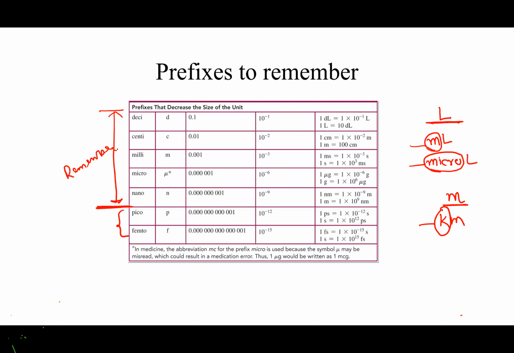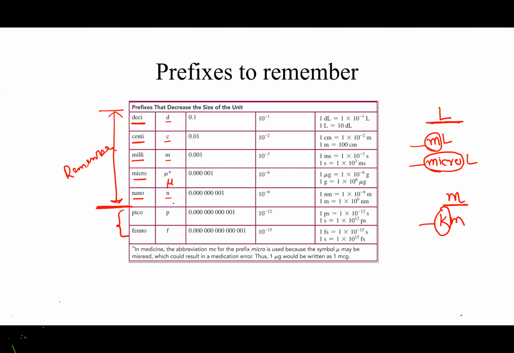Before we remember the value, let's just talk about this. What are the prefixes called? The prefixes are deci, centi, milli, micro, and nano. These are the names of the prefixes. What is the symbol for them? Deci means small d, centi means small c, milli means small m, micro is like a U but with an extra tail, like a trunk to it. All right, micro. And nano is small n. All of these symbols are small letters.